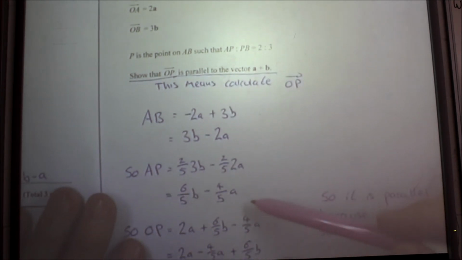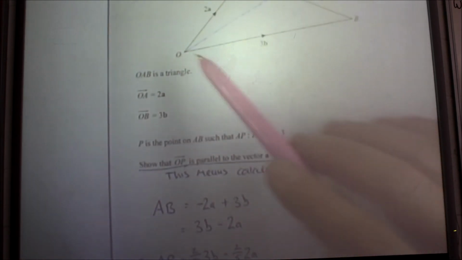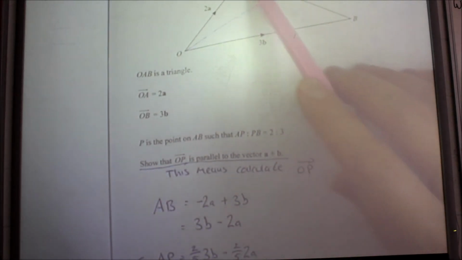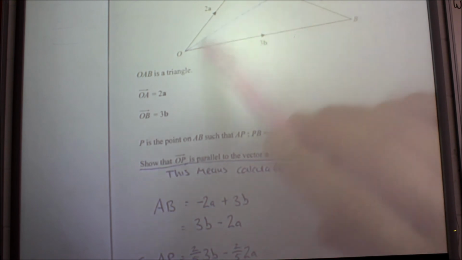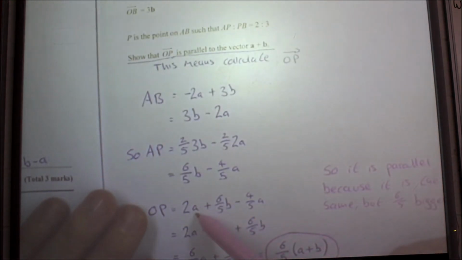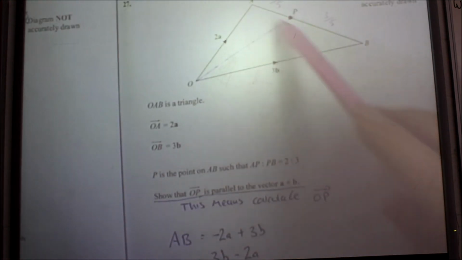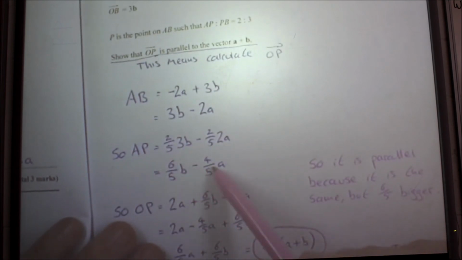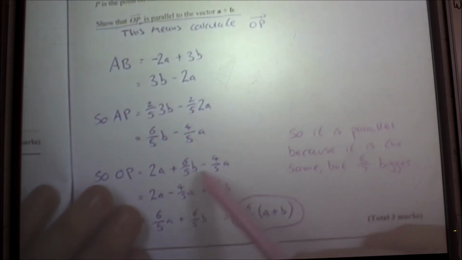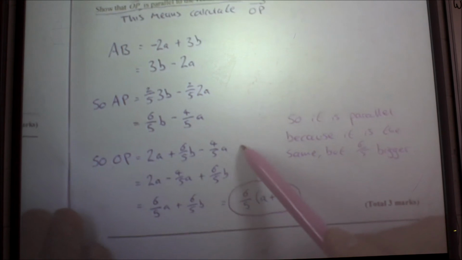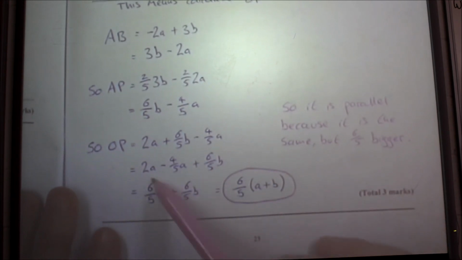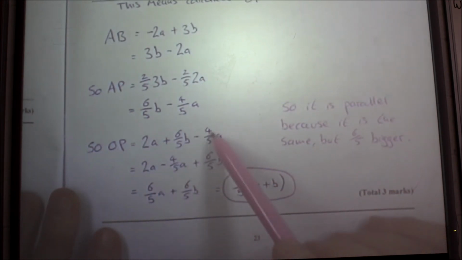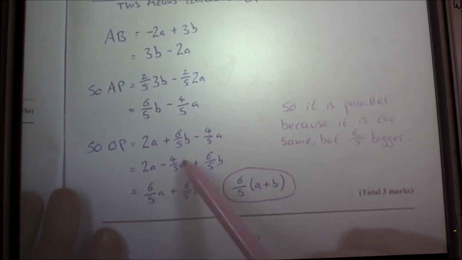Now we're going to work out OP. So to get from O to P, we're going to go up there, along 2A, and down here. O to A is just 2A, so that's where that comes from. And A to P is what we've worked out here. So it's 2A, add 6/5 B minus 4/5 A. I've got my A's next to each other, so 2A take away 4/5 A will actually give you 1 1/5 A, which is 6/5 A, and 6/5 B stays the same.